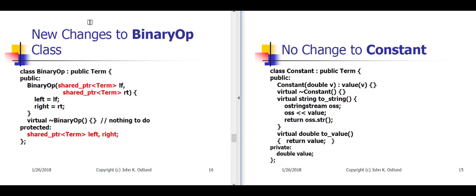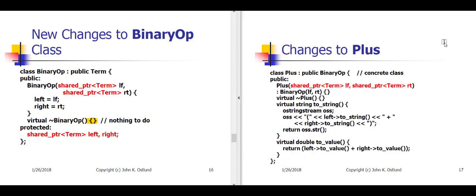In binary op, we do have to make a change so that we no longer have ordinary term pointers to keep track of the left and right children of the binary operator. Now we're using shared pointers to terms for the left and right values. Okay, so we simply replace term star with shared pointer and then term in angle brackets to indicate that we're using smart pointers to these left and right sides. The destructor for binary op now has nothing to do because the shared pointers will clean up after themselves.